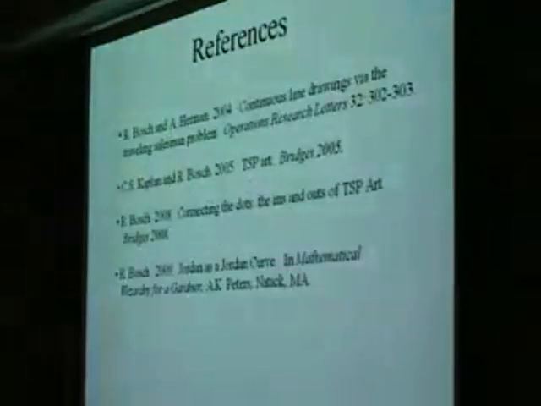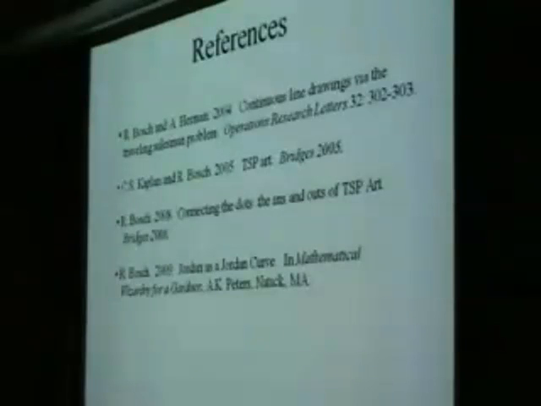I have some references. I've already mentioned Bill Cook. I should have had him on the slides here. The work that's done is described in several papers. A big contributor to all this stuff is a guy named Craig Kaplan, who teaches at the University of Waterloo, a computer graphics guy. He helped me figure out, suggested the key idea for placing the dots, and I didn't talk about that aspect here, but you can read about that in the Bridges 2005 paper.